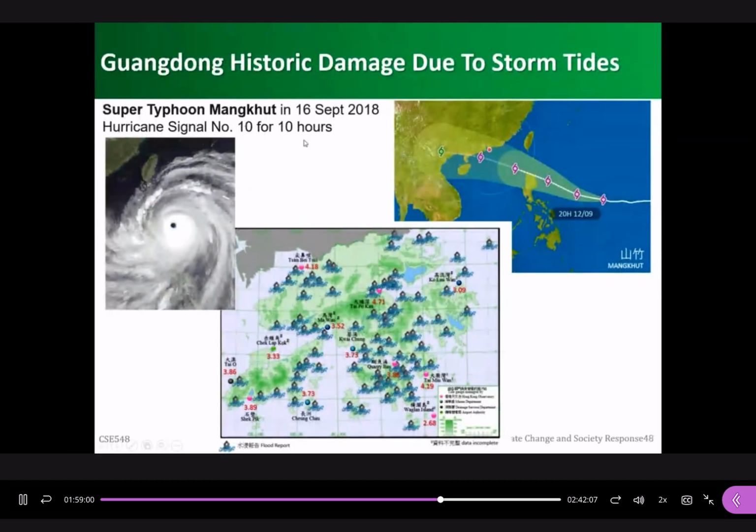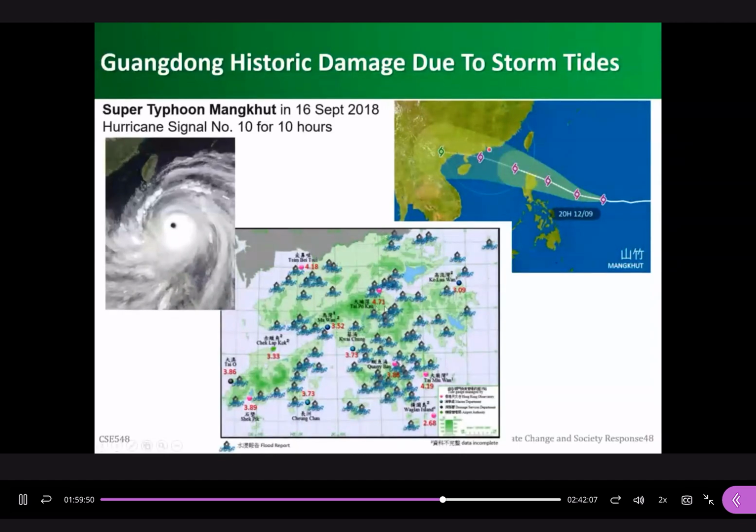And here is the example of the typhoon in 2018. We have Mangkhut. This is a signal 10 typhoon. The landing area is pretty close to Hong Kong, so for this typhoon it is signal 10. I remember for this case signal 10 lasted 10 hours, and signal 8 lasted around 2 days. And you can see the sea level rise here caused by the landing process.